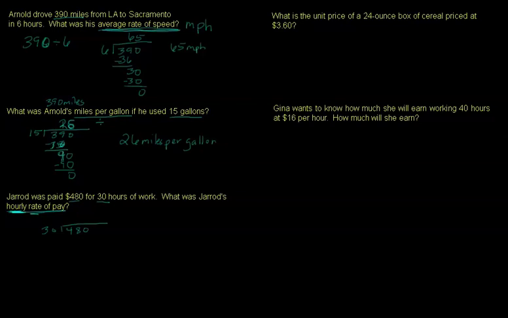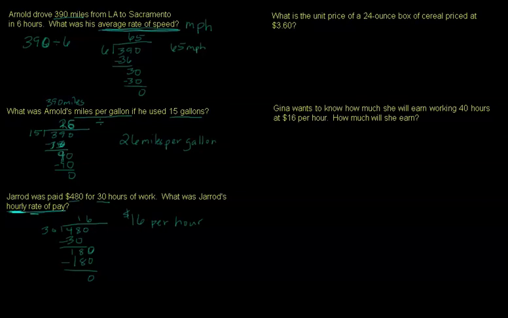So 30 goes in 16 times, so $16 per hour. And again, 2 hours, $32. Then 3 hours, he would get $48, and so on. Once we figure out what 1 is, we can figure out what anything is.